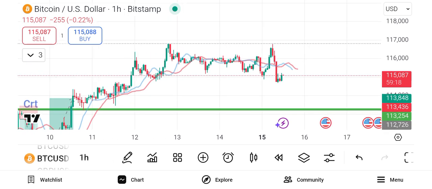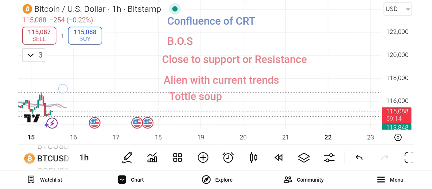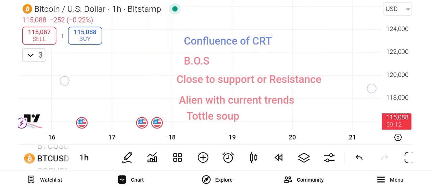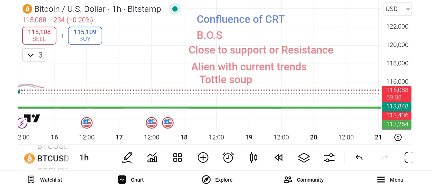So I want to explain to you now. Look at the confluence of CRT. I hope you can see my screen very clearly. So this is BOS. There must be a presence of BOS, that is break of structure. So you cannot trade CRT without break of structure, because it is one of the confluences that will tell you that this setup is valid in the forex market or in any market of your choice.